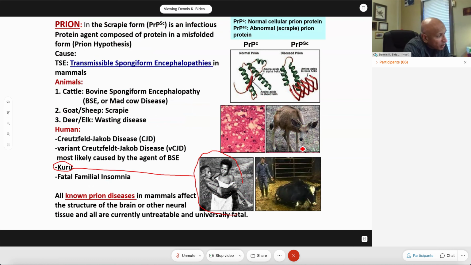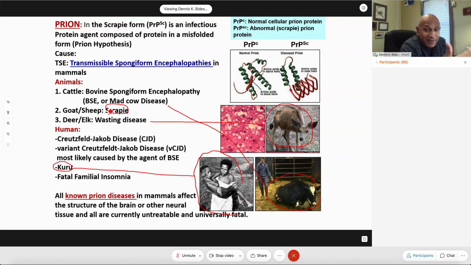In animals like this one here, this is a deer or elk. I don't know if that's a deer or not, but that's called a wasting disease. Same condition, by the way. In cattle or cows, of course, it's called mad cow disease. In sheep, it's called scrapie. So we're establishing a few things here.